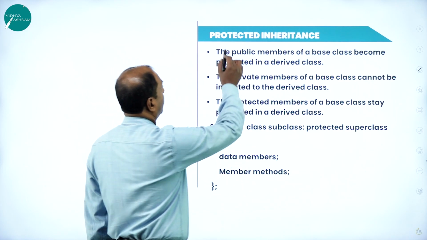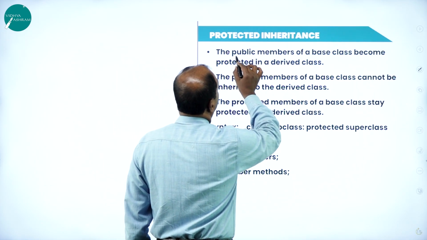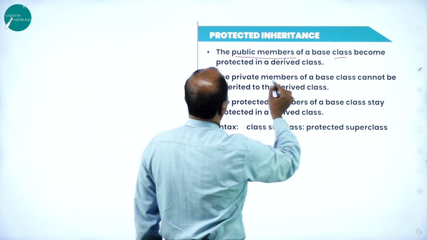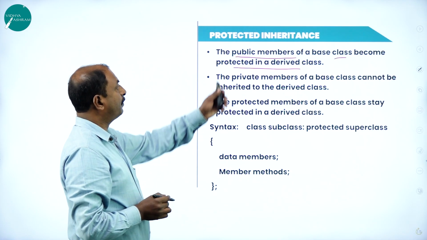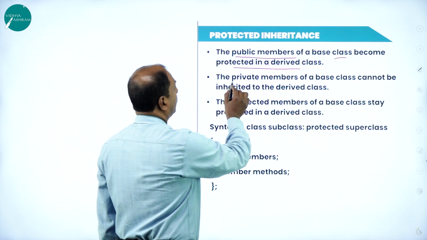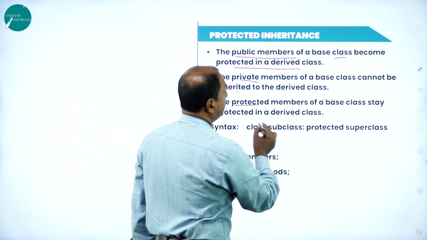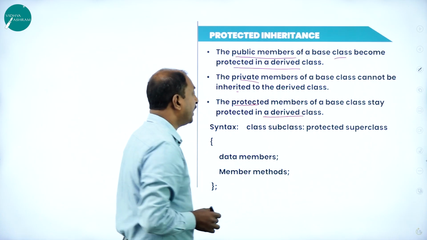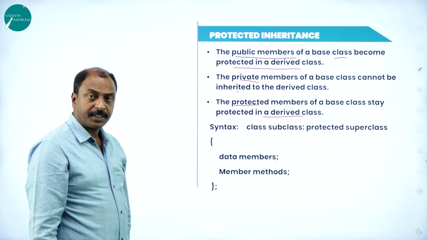Next one is protected inheritance. The definition is the public members of base class become protected in the derived class. So public members become protected in the derived class. The private members cannot be inherited, and the protected members stay protected in the derived class. See, these are the properties of protected inheritance.